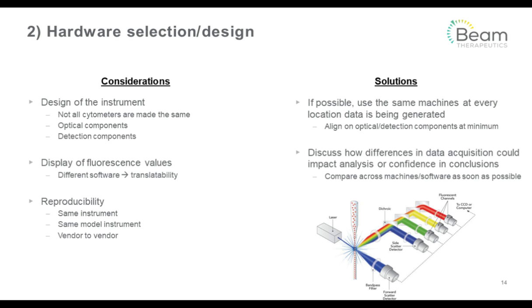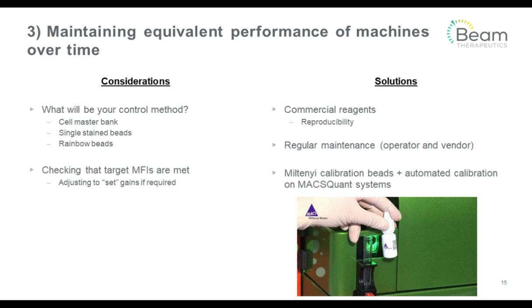Some solutions: if possible, use that same machine at every location that data is being generated. And if not, at least align on those optical and detection components. And when you have identified that there are large differences in the hardware or software being used to analyze your FACS data, just have early conversations comparing those machines or software as soon as possible.